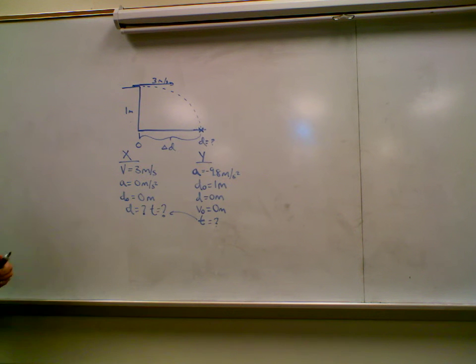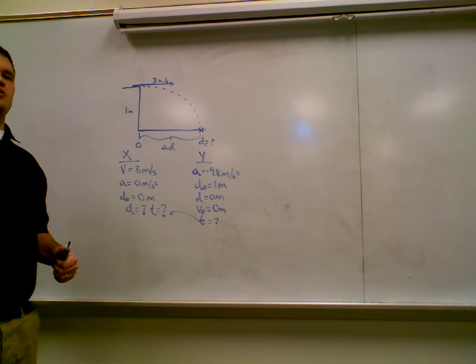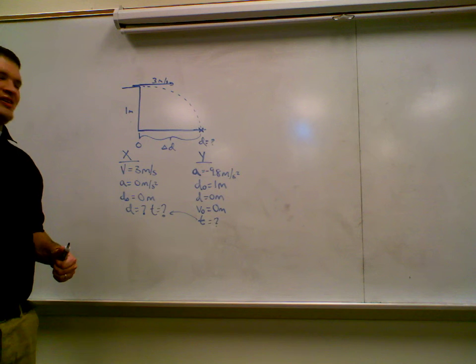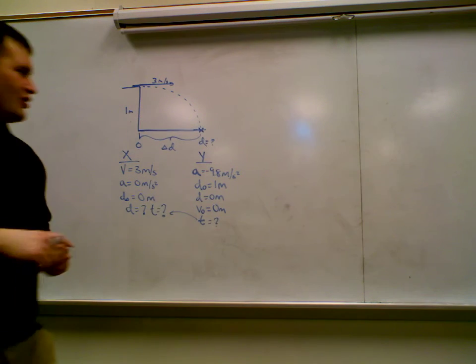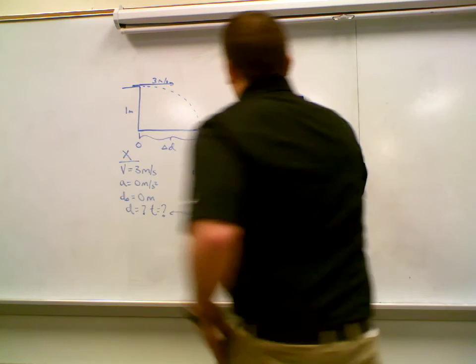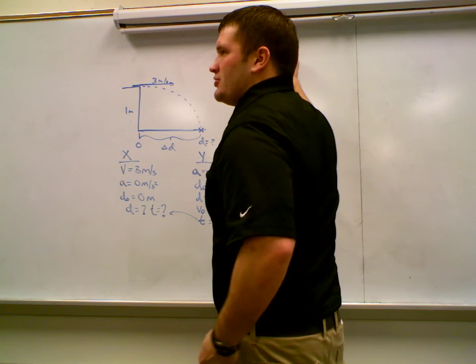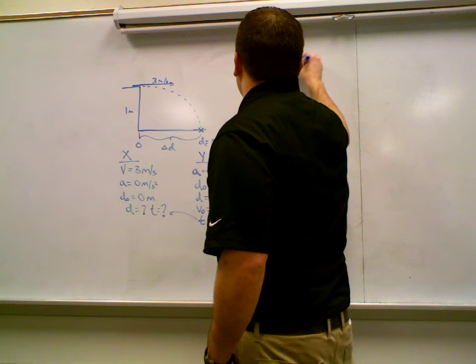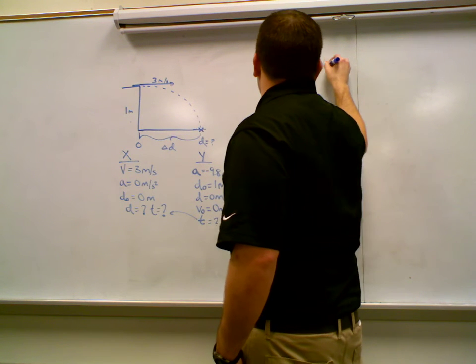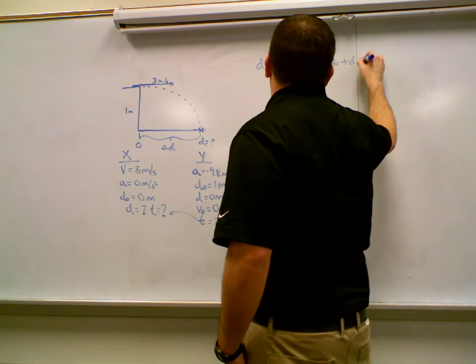Which one? 3. Caleb, which one? Okay, 3. Just like what Rex said, right? So, if I want to find time in the y direction, we use equation 3. Equation 3 looks like this: d equals 1/2 a t squared plus v naught t plus d naught.